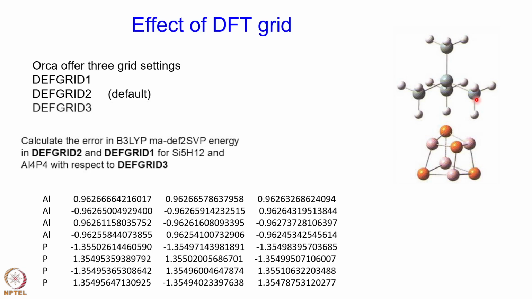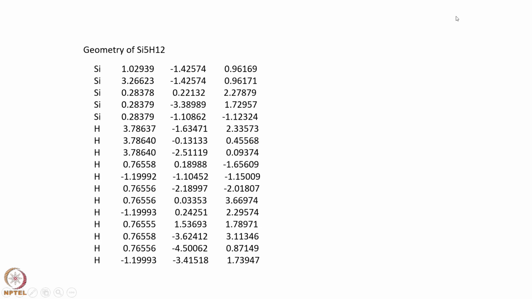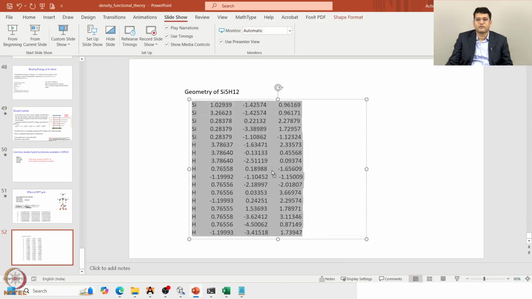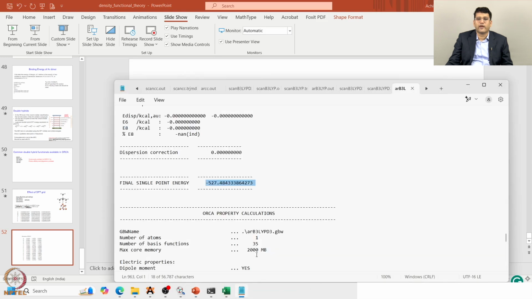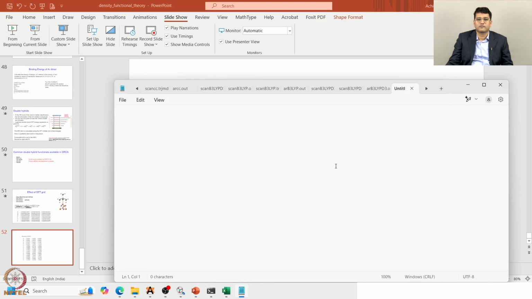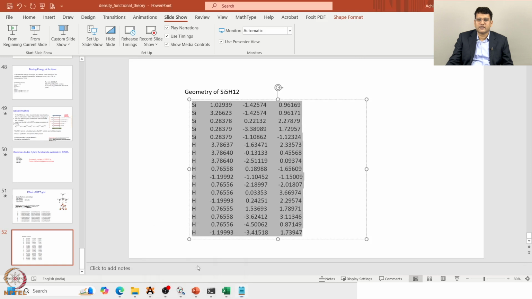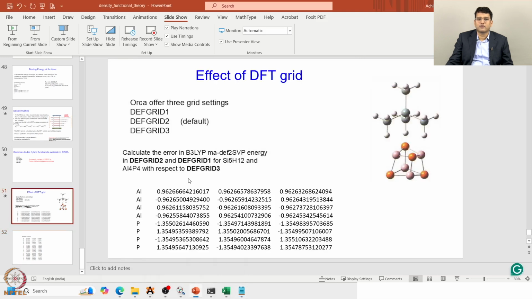So, let us first try with Si5H12. This is the geometry here. So, we will just copy it, I go to Notepad, create an input file, so the method we are going to use to test is B3LYP def2-SVP.